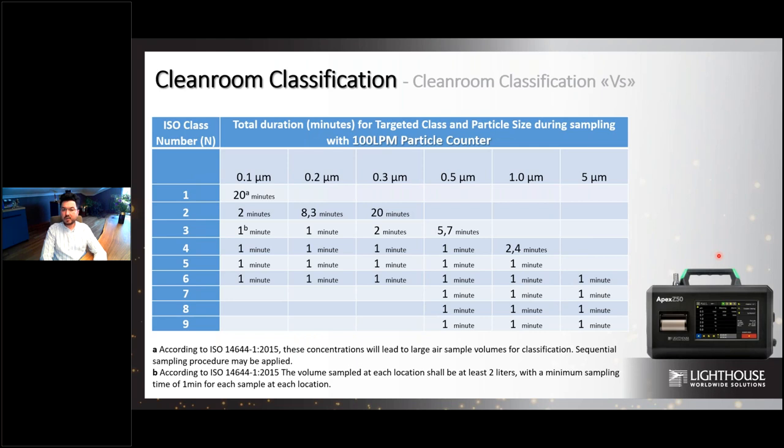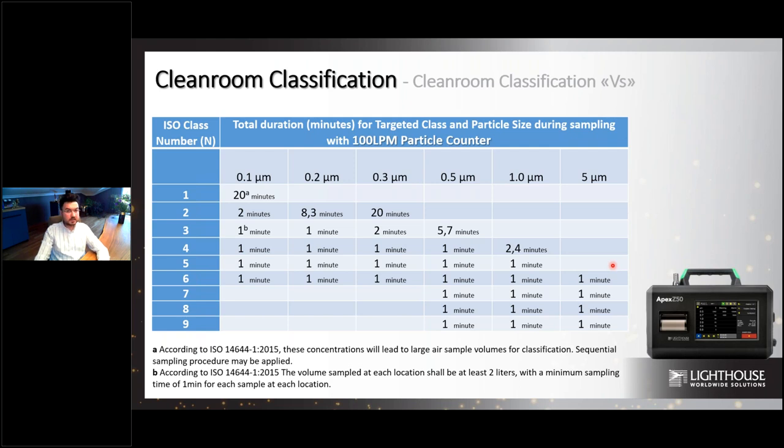Let's move on to the 100 liter per minute particle counter. Assume you have a 100 liter per minute instrument. In this case, the minimum minutes that you are going to spend in each location are given in this table. I recommend you have a similar table for your targeted classes. For example, if your facility has ISO Class 5, 6, 7, and 8 with a 1 CFM, 100 liter per minute instrument, as you can see here, a minimum of 1 minute of sampling has to be collected in each location.